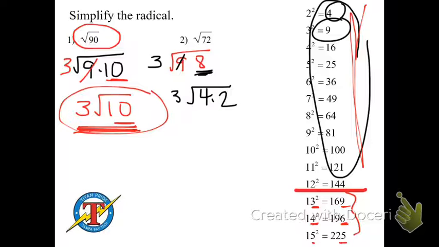The square root of 4 is 2. It comes out by this 3 over here. And now the final answer is 6 root 2. Okay? And now it is completely simplified.